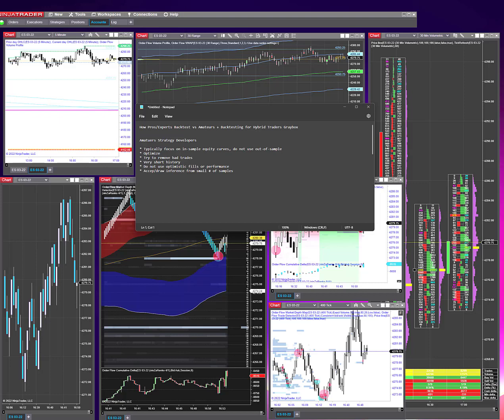So we'll start with the amateur strategy developer, or the novice strategy developer. This type of developer tends to focus on in-sample equity curves. They don't use out-of-sample equity curves. They do a lot of optimization. They tend to try to remove bad trades based on the in-sample data, which is a very bad thing to do.